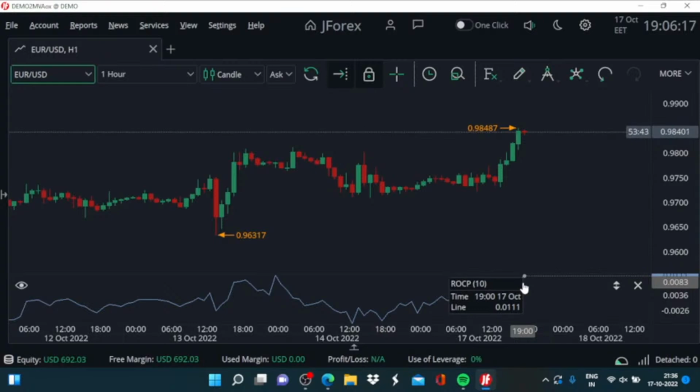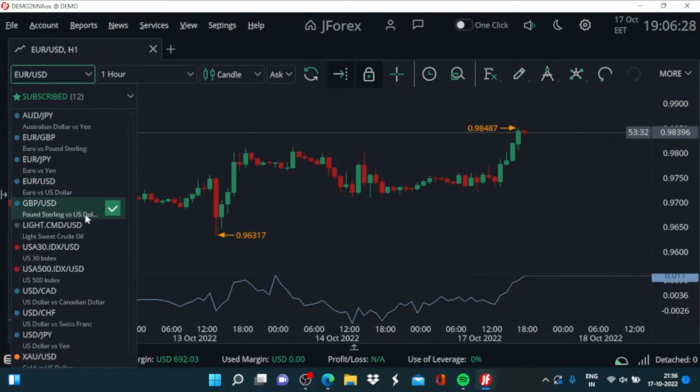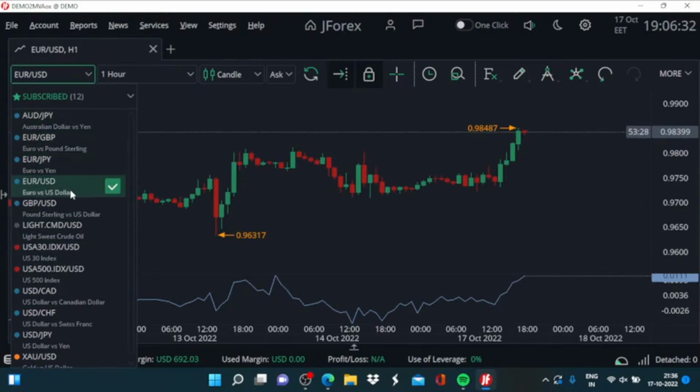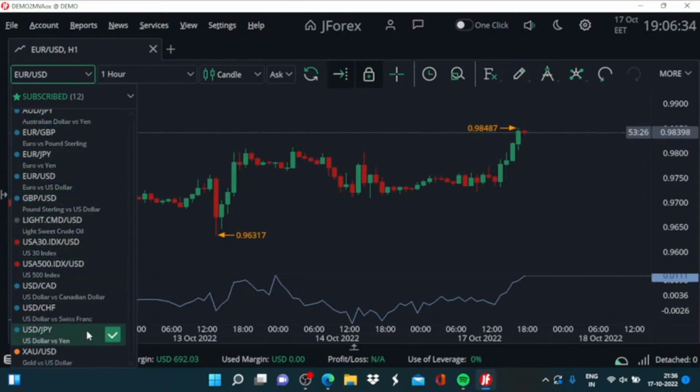So if you want to take a buy trade, then you will think that it is better to go for the long trade in GBP USD rather than EUR USD, as GBP USD is showing a stronger momentum. And a similar comparison can also be done for other instruments.